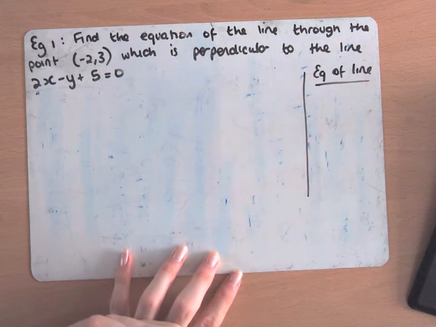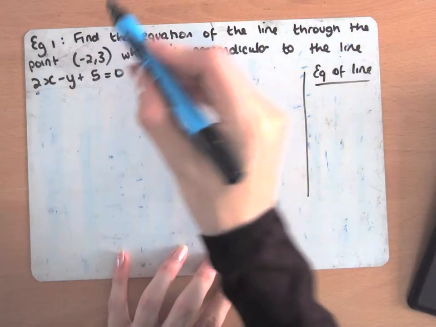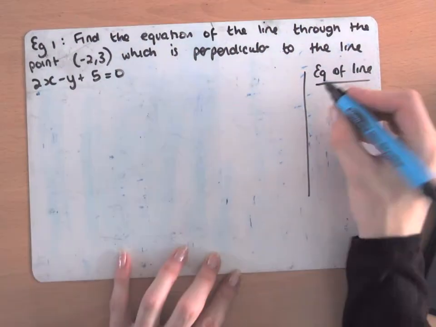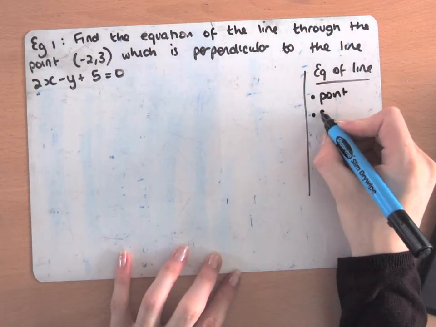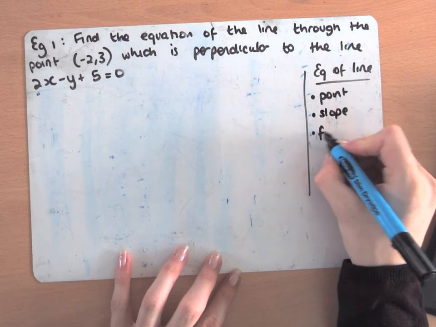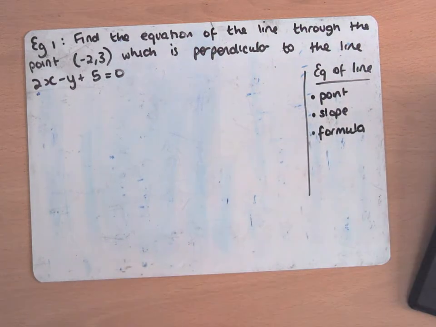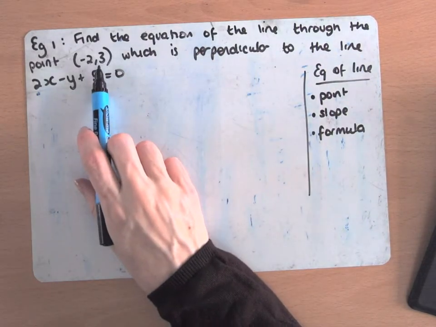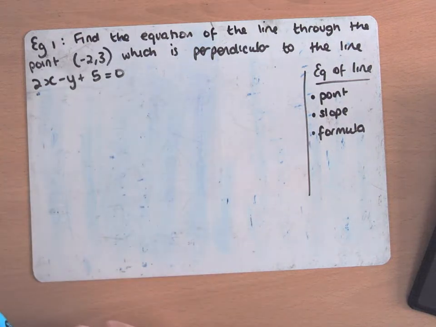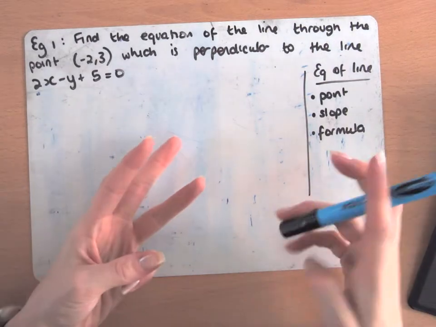What do I need for equation of a line? The question is, find the equation of the line. What do I need? Point, slope, and formula. Brilliant. Do I have a point? Yeah, find the equation of the line through the point. I have a point. Do I have the slope? No. Do I have the ability to get the slope? Yeah. Remember yesterday or Wednesday, we said there's 3 ways you can get the slope.